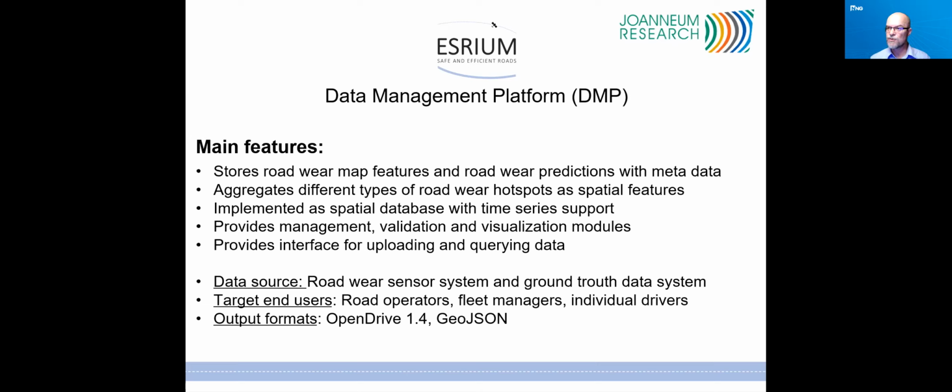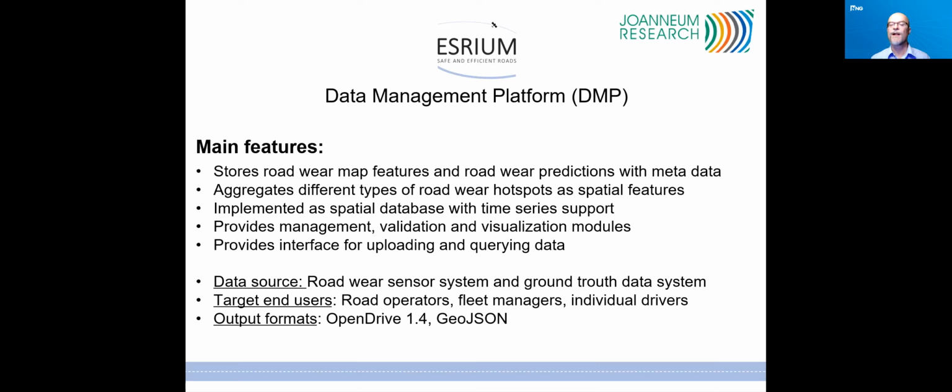So what is the data source from which this data platform gets information? These are the roadware sensor systems. We just showed these sensor systems, thanks to Matthias. And the ground truth data, meaning the very sophisticated data collection device which provides information for the HD map, creating the digital twin of the physical infrastructure. Target end users: all this information is needed by road operators.